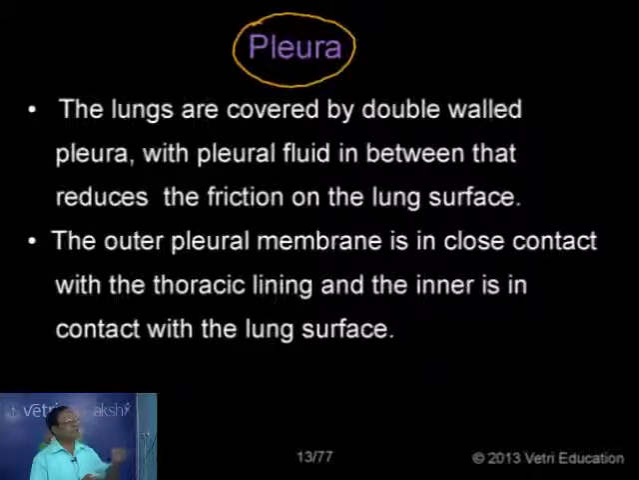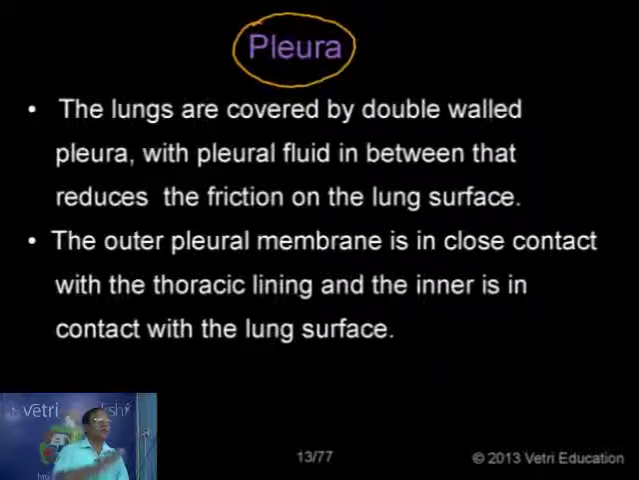So like that, actually we have certain disorders related to the membrane. As in the case of the heart, there you have the pericardium, the protective covering. Here we have the pleura. The lungs are covered by a double-walled, membranous, bag-like structure called the pleura, outer and inner, in between which we have a pleural fluid, which normally avoids friction on the lung surface while the lung is undergoing expansion and then constriction.